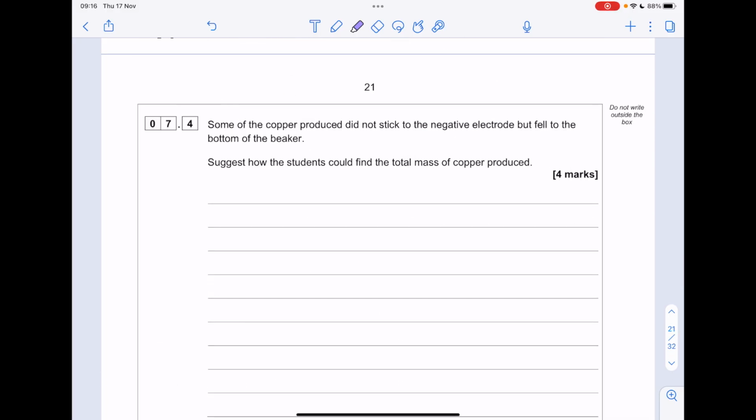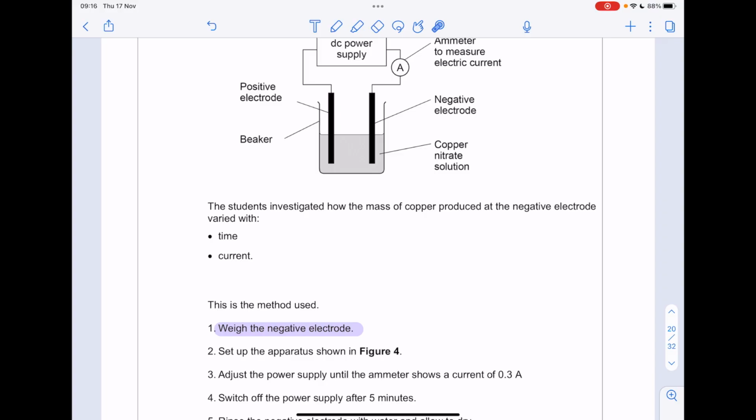Some of the copper produced did not stick to the negative electrode but fell to the bottom of the beaker. Suggest how the students could find the total mass of copper produced. So we need a way of getting that copper out of the solution. So the first thing you need to do is filter it.